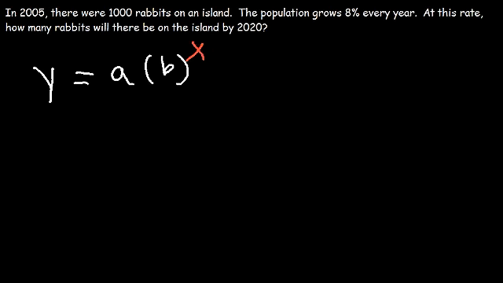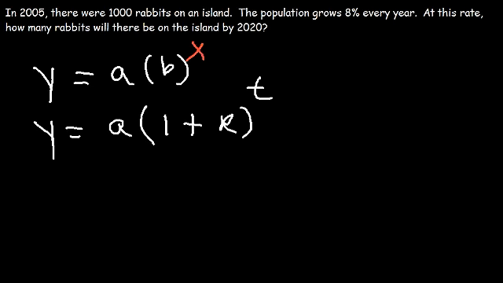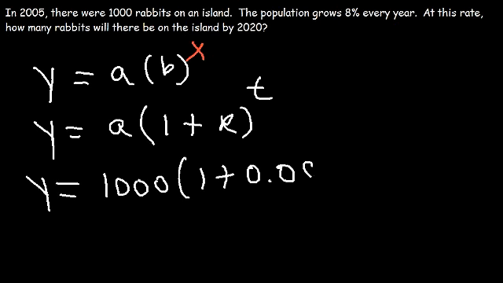But for this particular problem, a is going to represent the initial population, b is going to be 1 plus r, raised to the t since we're dealing with time. So the initial population of rabbits is 1,000. It grows 8% every year. 8% is basically 0.08. To convert a percentage into a decimal, divide by 100. So 8 divided by 100 is 0.08.